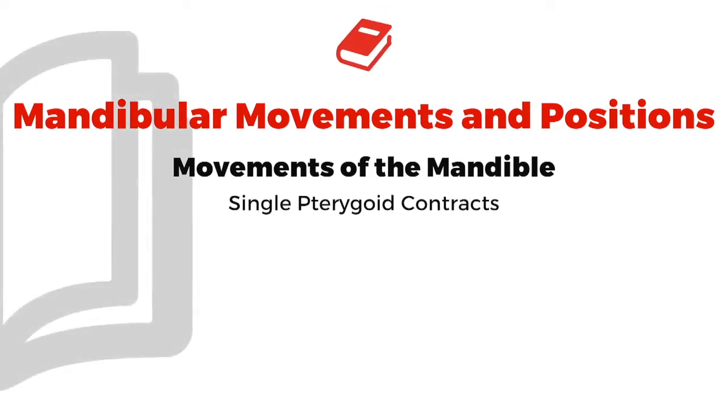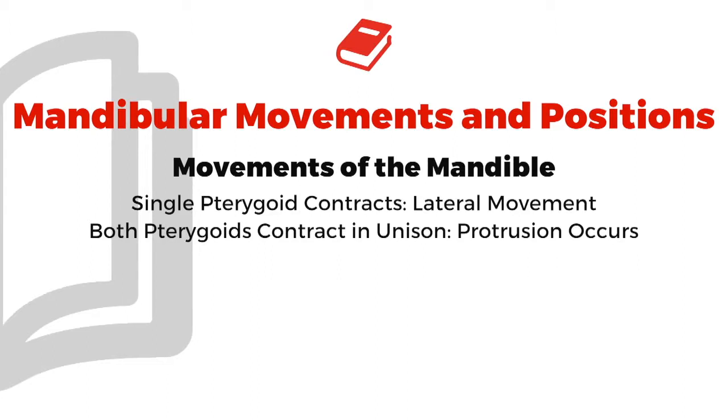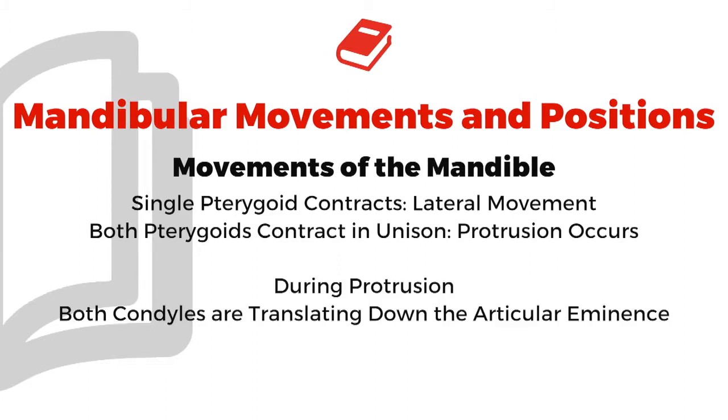If a single pterygoid contracts, we get a lateral movement. If they both contract in unison, protrusion happens. During protrusion, both condyles are translating down the articular eminence. In a minute, we're going to relate these to teeth, and there's going to be a lot of questions that come from these movements and what effect they have on cusps and fossas in the teeth and where they go.